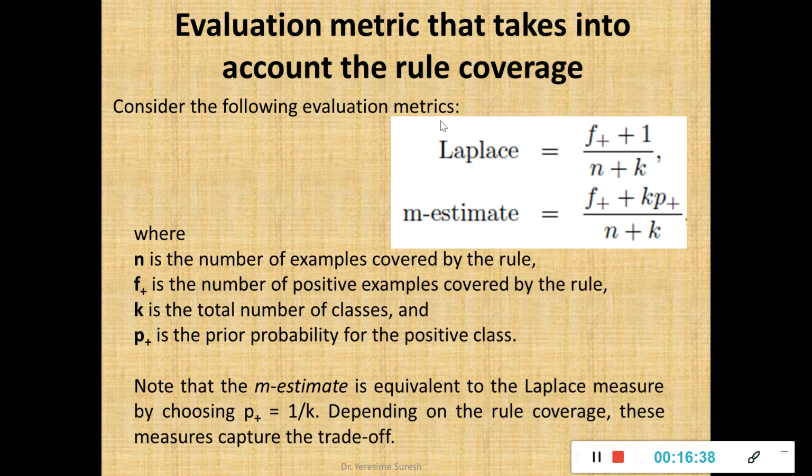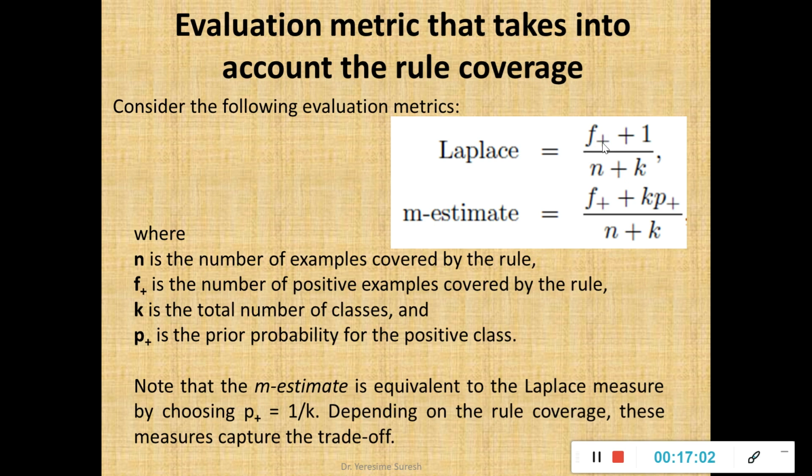In this video session, we will be solving problems on Laplace. M-estimate we will solve while we discuss the Naive Bayes classifier for text documents as well as for continuous attributes. But still, M-estimate is nothing but the extended version of Laplace. What is that? We'll see. Fine. The Laplace equation is denoted by f plus 1 divided by n plus k.